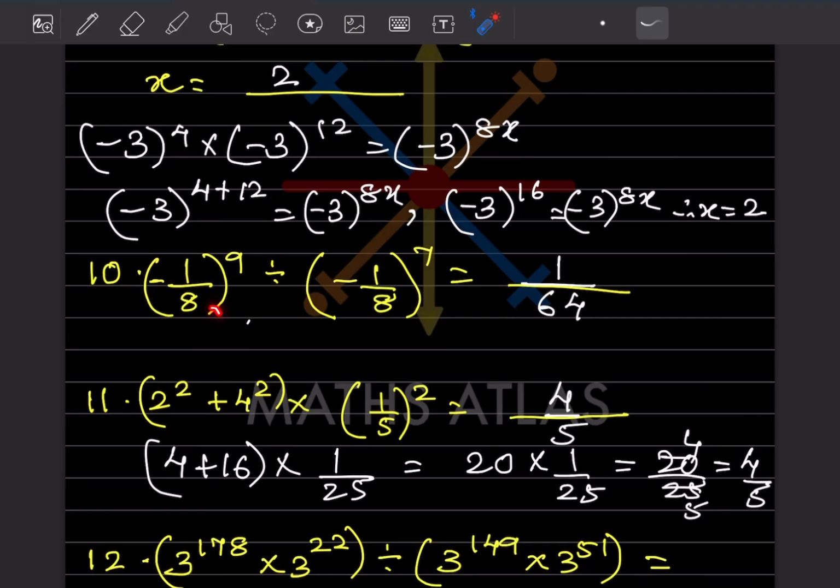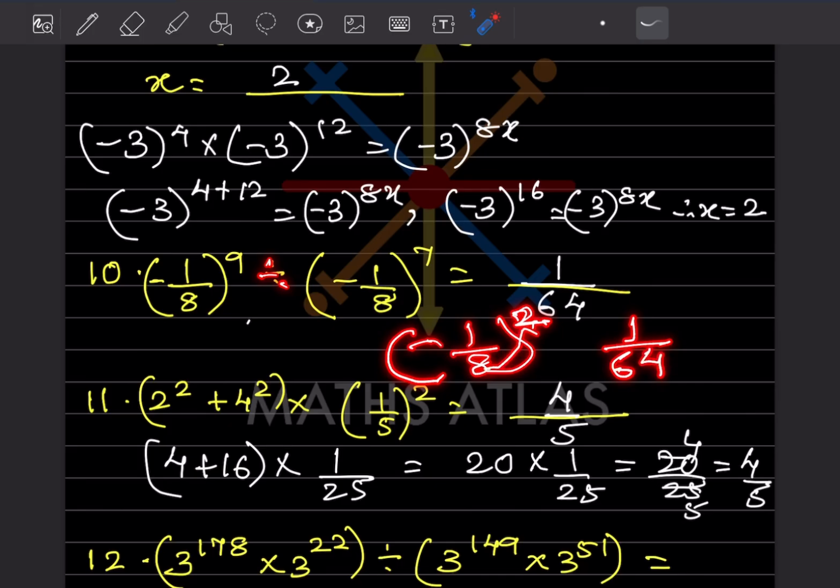Now here the base is the same. So because this is a division sign, we can write here -1 by 8 raised to 9 minus 7, that is going to be 2. So now you know this is an even number, so that is going to be 1 by 8 raised to 2, which is going to be 64.